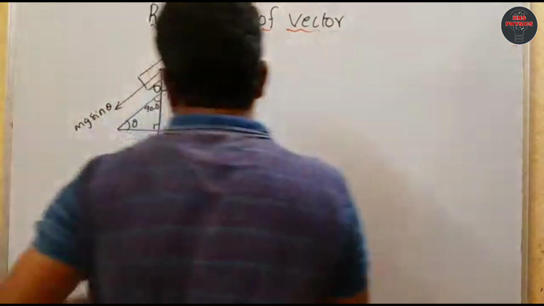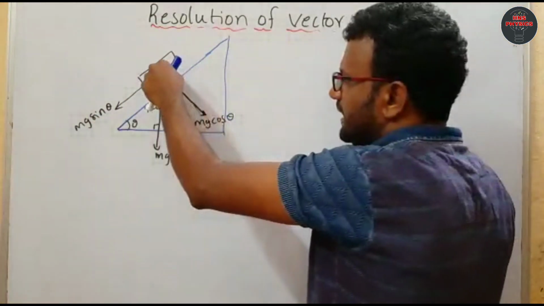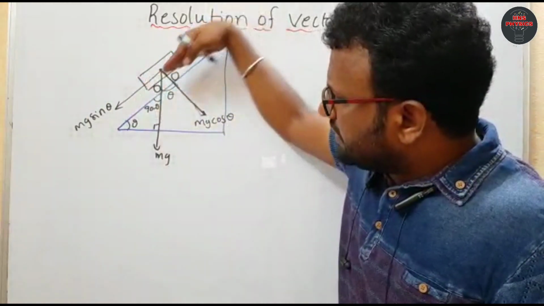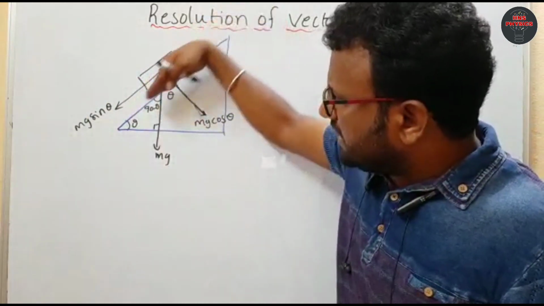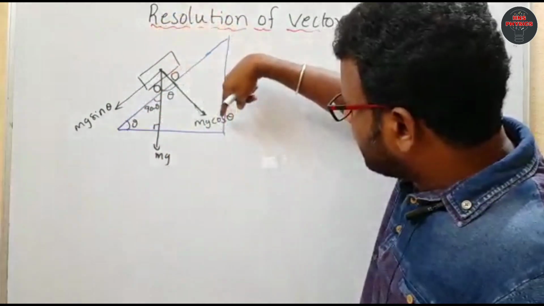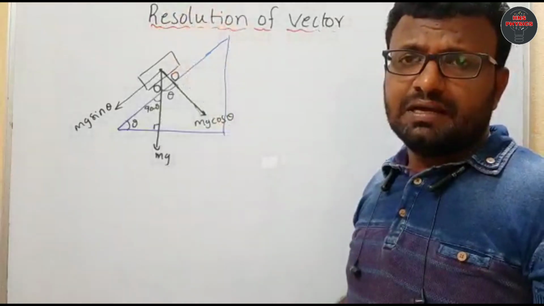So that means what here? This is the horizontal component and this is the vertical component. Which component is parallel to the inclined plane? That is nothing but mg sin theta. Which is perpendicular to the inclined plane? That is nothing but mg cos theta.